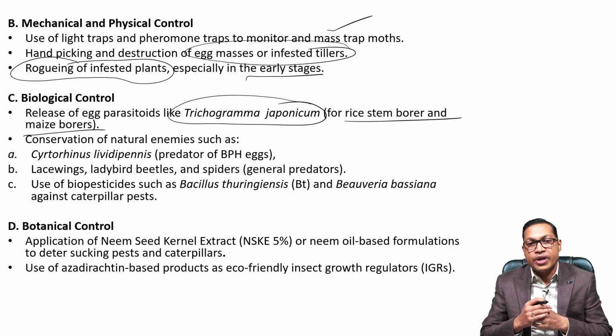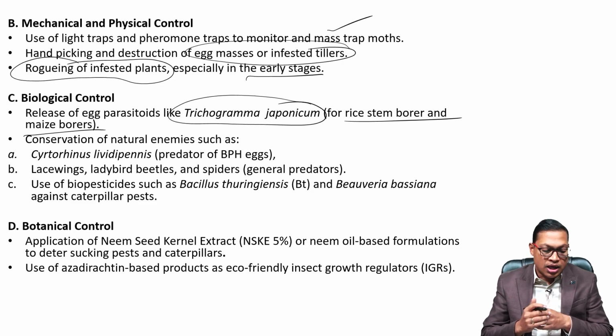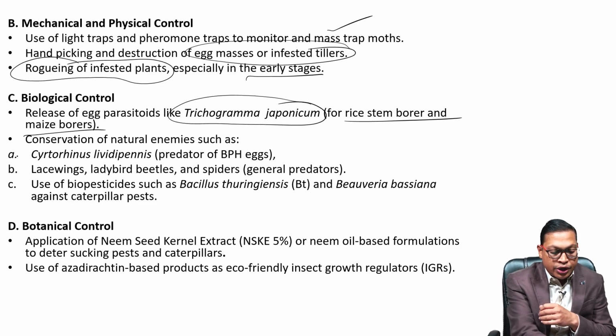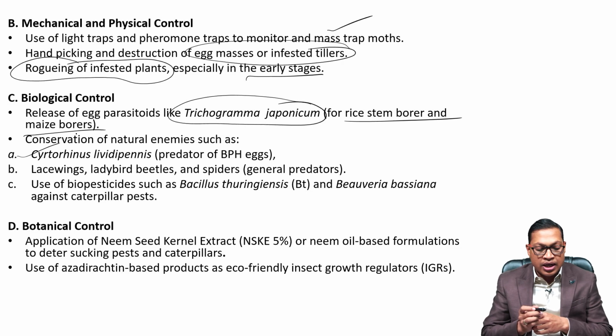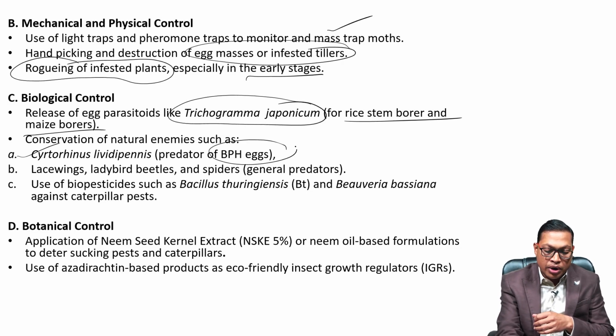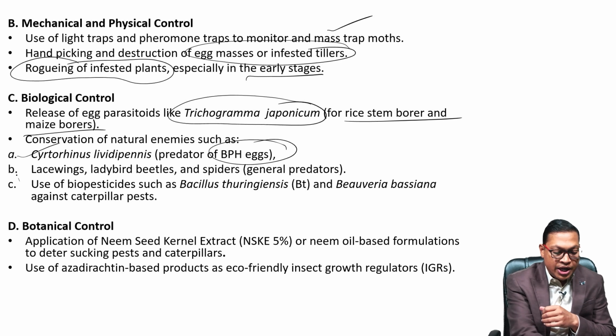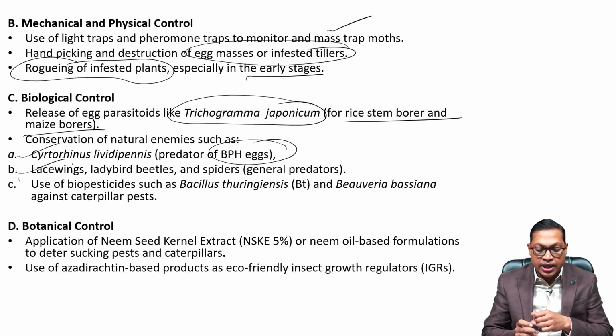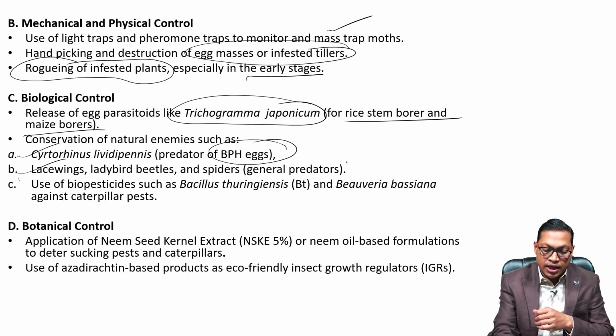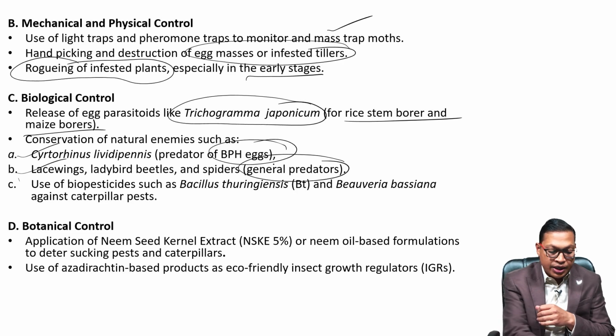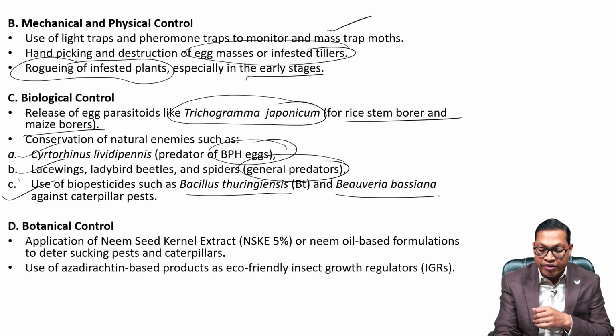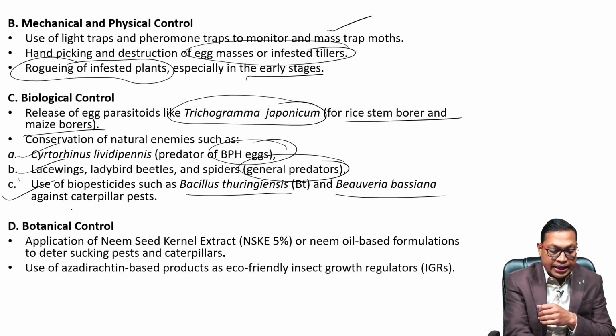Then conservation of natural enemies such as Cyrtorhinus lividipennis, it is a predator of brown plant hopper eggs. Then lacewings, ladybird beetles and spiders, these are the general predators. Then use of biopesticides like Bacillus thuringiensis and Beauveria bassiana against the caterpillar pests.